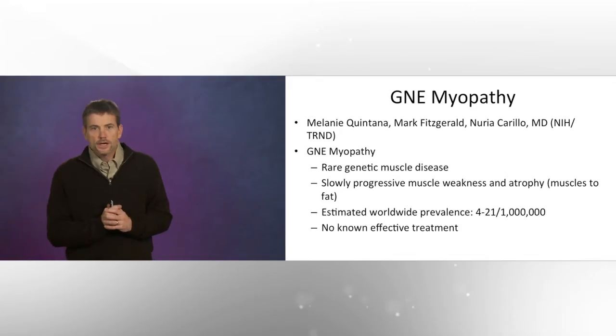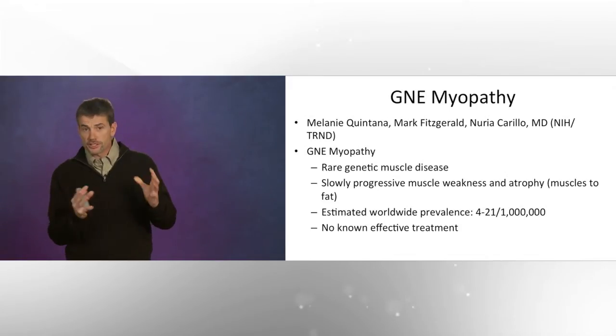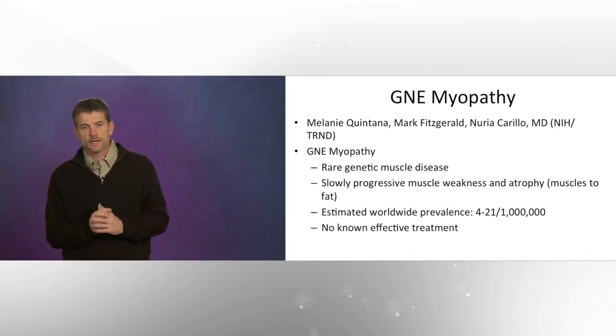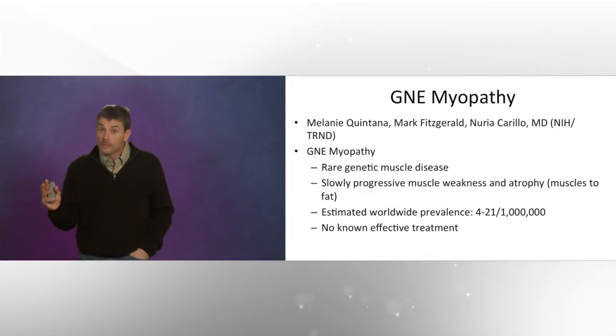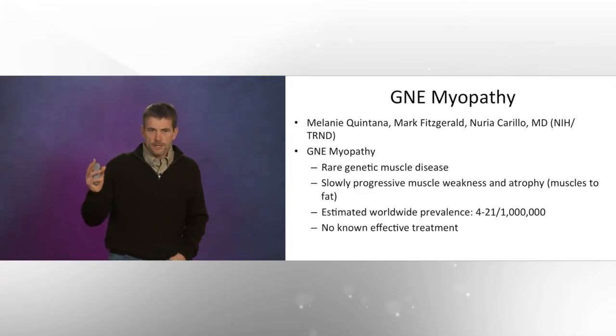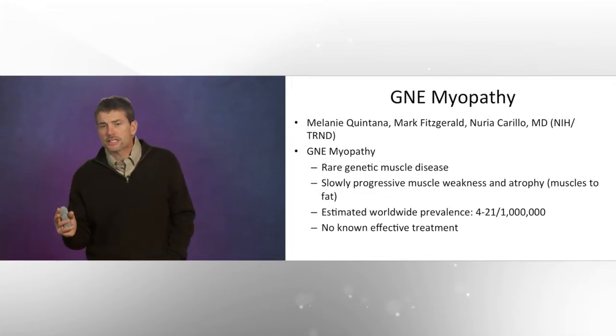Eventually, the subjects end up with canes, they end up immobile, they end up in a wheelchair, and they eventually die from this. That progression might be 20 to 25 years that it takes to go from initial symptoms to death. Very difficult, making a very difficult disease to study in a clinical trial. The estimated prevalence is anywhere from 4 to 21 out of a million, so a very rare disease. It's frequently misdiagnosed early on.